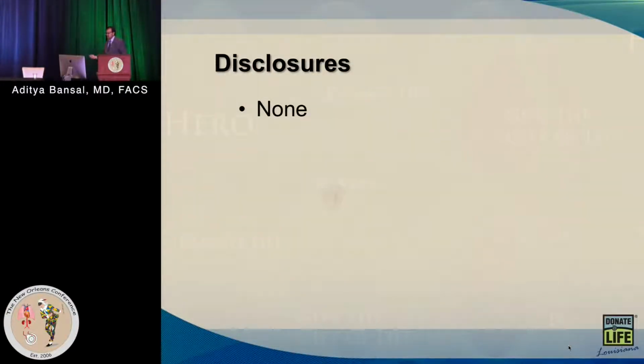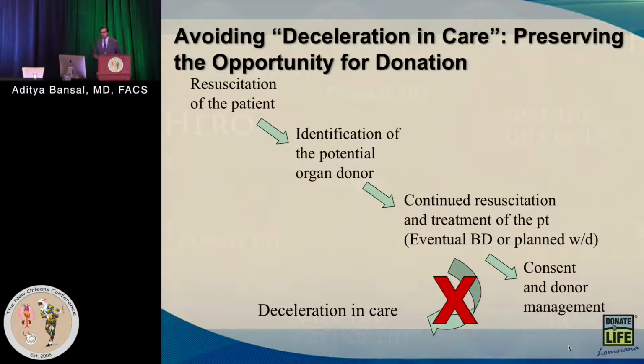No relevant disclosures. Avoiding declaration in care, deceleration of care, preserving the opportunity for donation. So what we're going to talk about is resuscitation of the patient, identification of a potential organ donor, continued resuscitation and treatment of the patient, and consent for donor management.